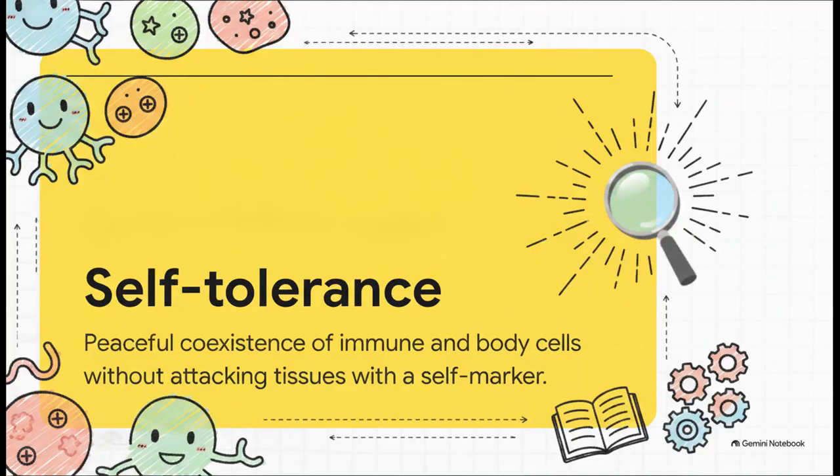And the gold we pull out here is the definition of self-tolerance, which is the peaceful coexistence of immune and body cells without attacking tissues that carry a self-marker. Grasping this one isolated definition actually unlocks the rest of the paragraph, because the whole passage goes on to discuss how the immune system distinguishes self from non-self, but it all pivots on that single term.